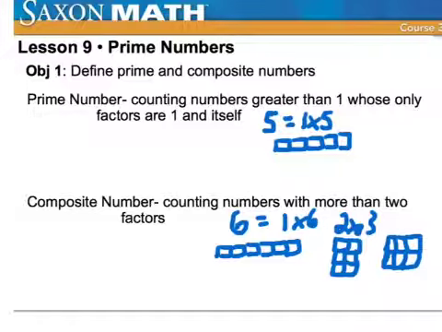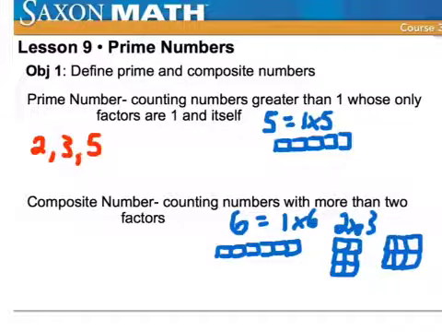Okay, so let's write the first 10 prime numbers. Okay, because it's important to know. Again, 1 is not a prime number. So first 10 prime numbers. We'll start with 2. The only way I can multiply numbers together to get 2 is 1 times 2. Then 3. 1 times 3. And then we skip 4 because we could do 2 times 2 to get 4.